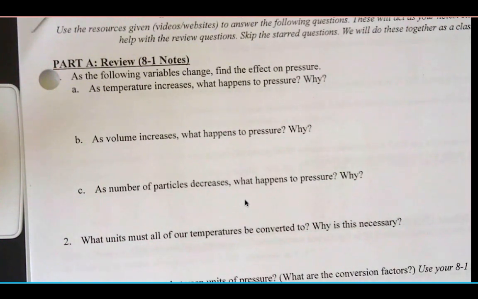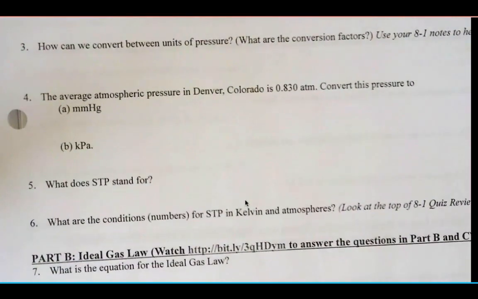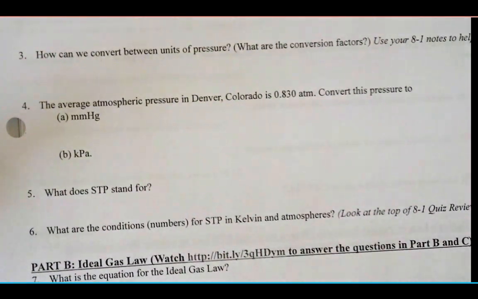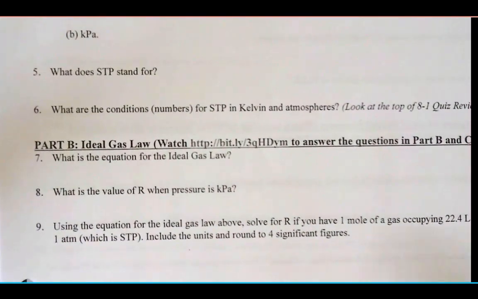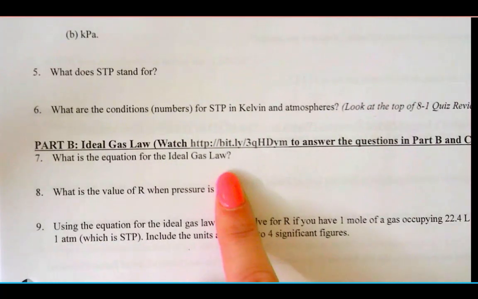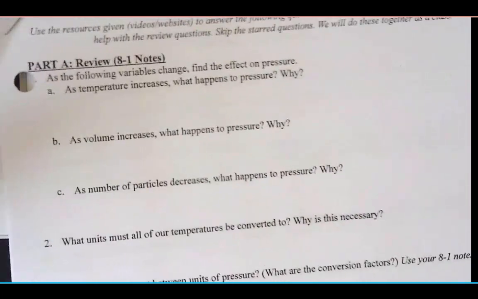So in the 8-2 discussion packet, part A, I think you can answer based on your 8-1 packet, right? Going down, what does STP stand for? We've been looking at a lot of these things already. We talked about the ideal gas law yesterday, right? PV equals nRT. We'll hit on these again. We will also hit on the values of R once we look at the practice.